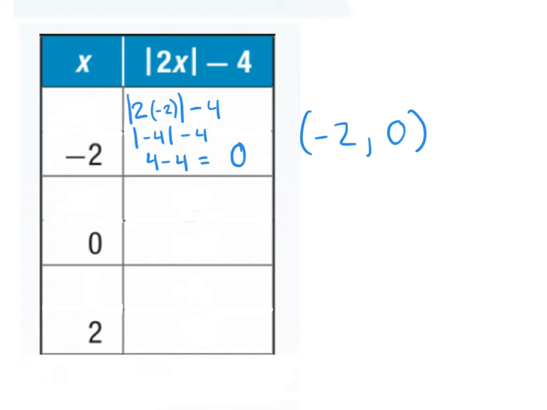Now we graph 0. So we have the absolute value of 2 times 0 minus 4. What's 2 times 0? 0. And what's the absolute value of 0?